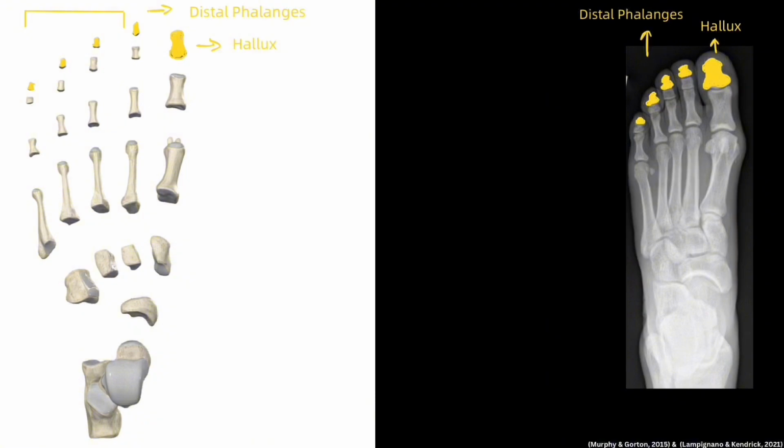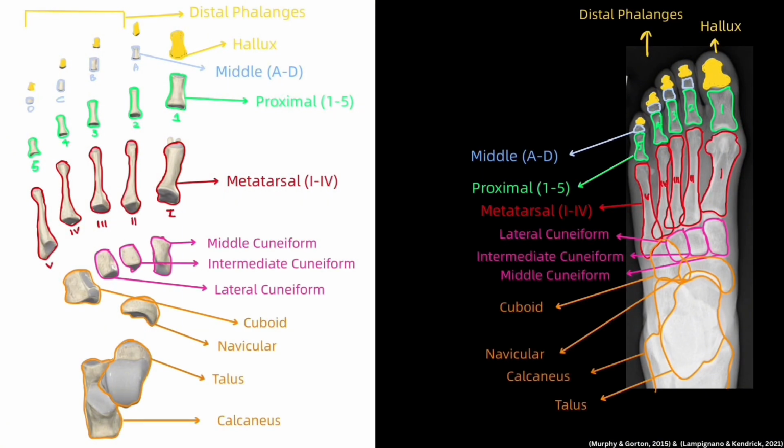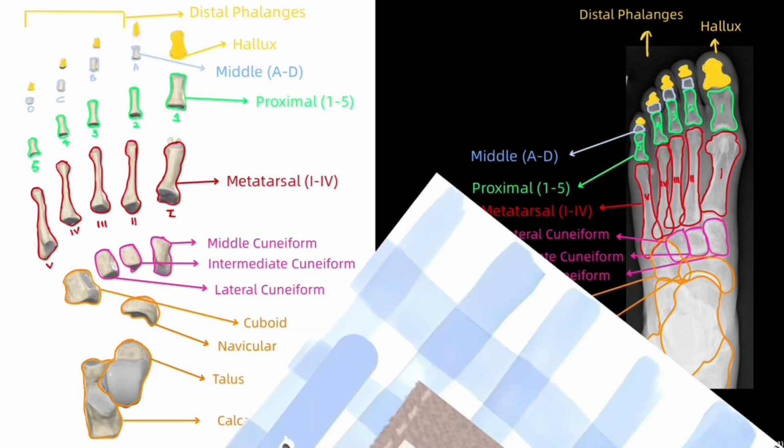As you can see, the yellow color represents distal phalanges and hallux, and then the blue color represents middle phalanges from A to D. And then the green color are the proximal phalanges. The red color represents the metatarsals, specifically metatarsals 1 to 5. And then the orange color are the tarsal bones such as the navicular, cuboid, talus and calcaneus are also demonstrated. And lastly, pink color are the medial, intermediate and lateral cuneiform.